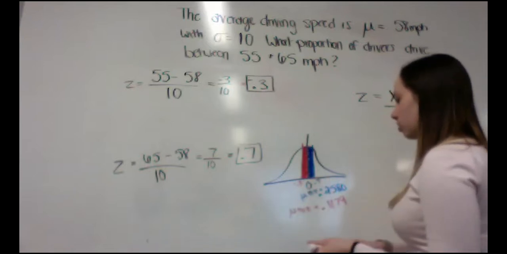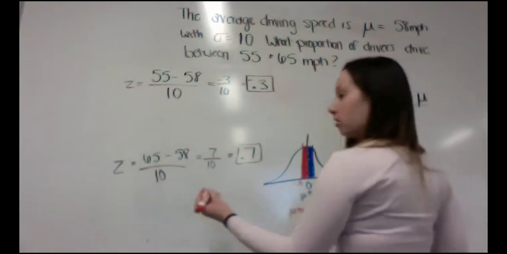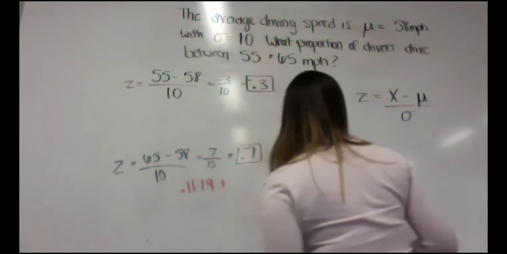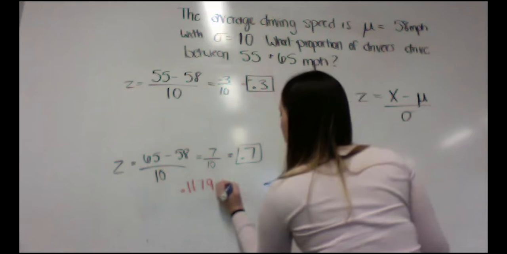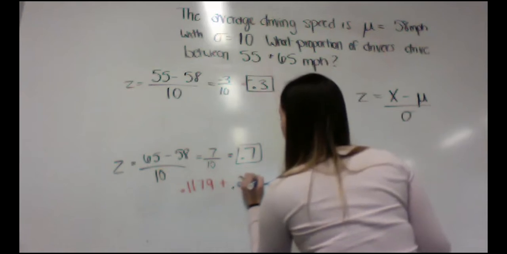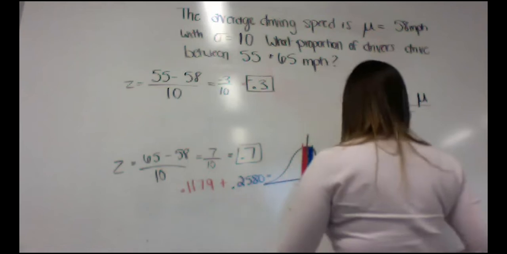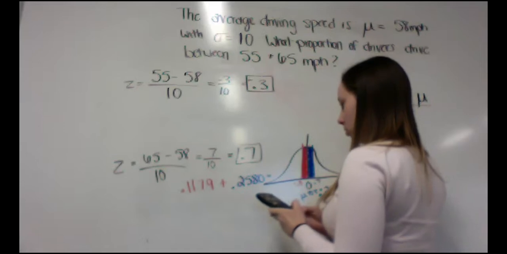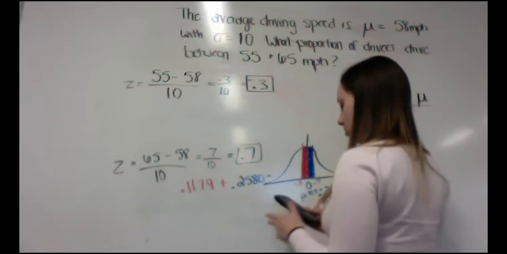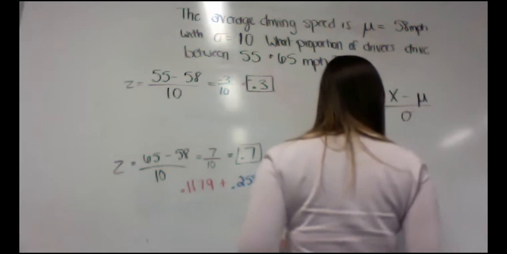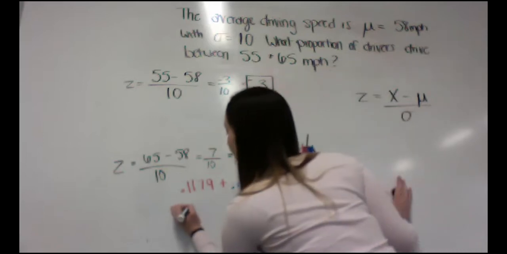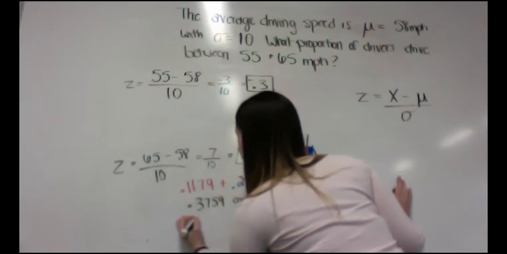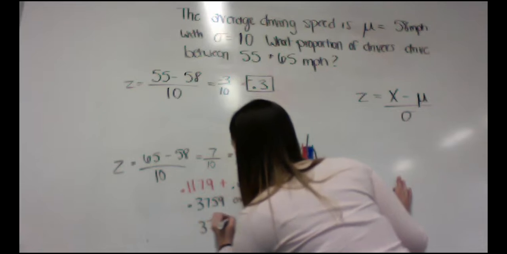So now all we've got to do is add them together to give us our answer. So 0.1179 plus 0.2580. When we add those together, we get 0.3759, or 37.59%.